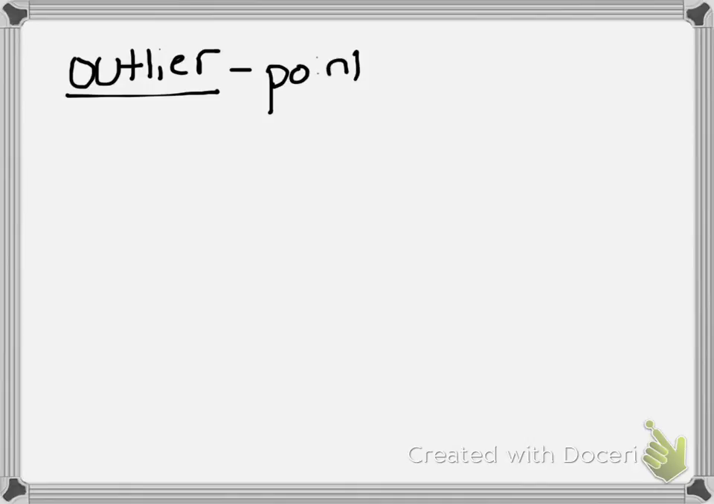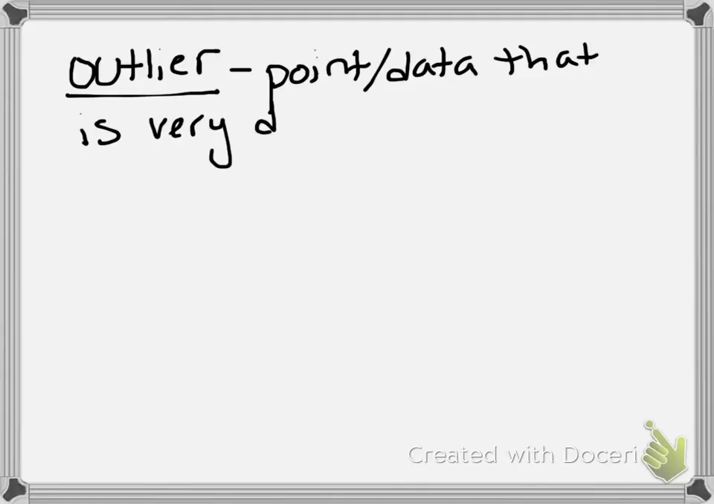Okay, so at this point in mathematics, you should know what an outlier is. An outlier is a point or data entry that is very different from other points.